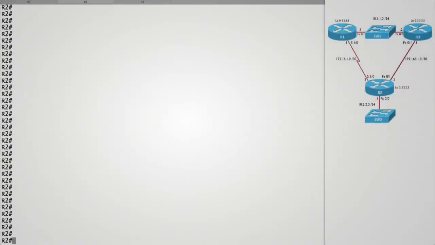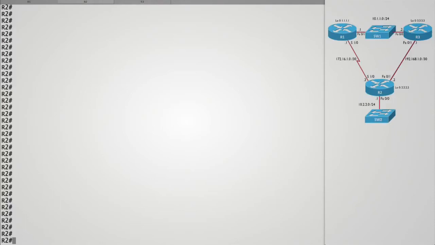EIGRP has a feature called Auto Summary, and I want you to understand how it might be a good thing for your network or it might be a bad thing. With the Auto Summary feature, we can reduce the number of individual routes that we have to keep in our routing table, because EIGRP has the ability to summarize networks at their classful boundary using their natural mask.